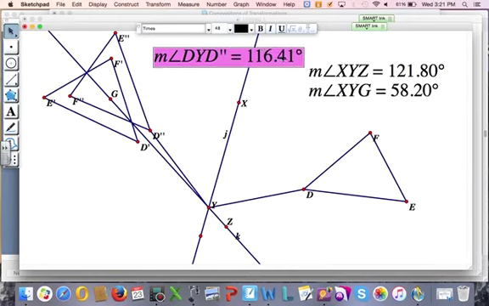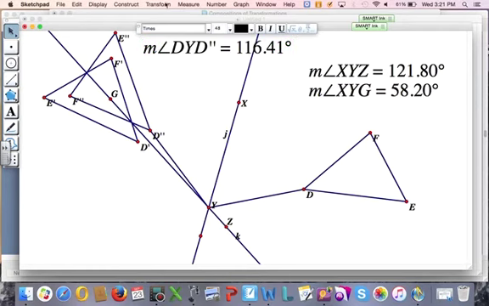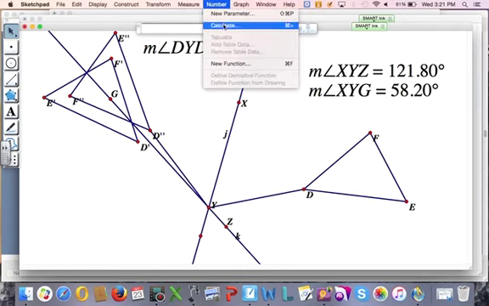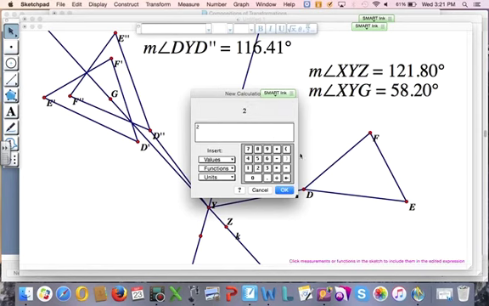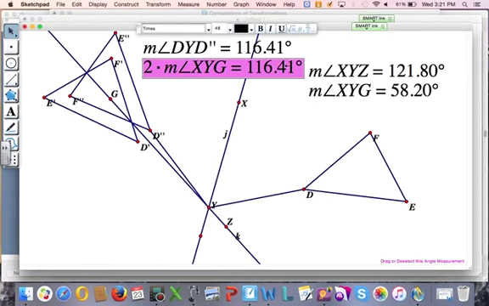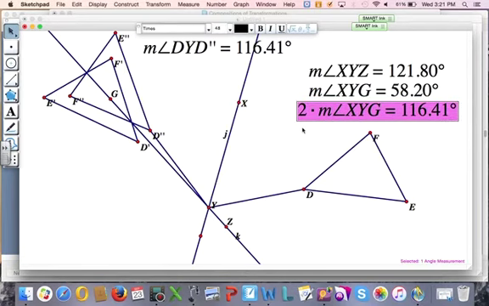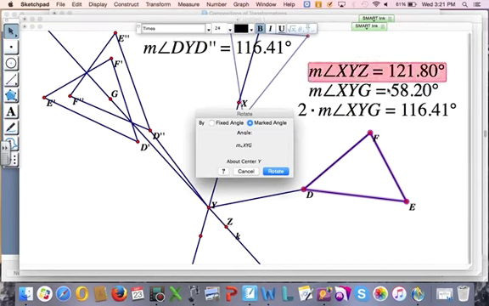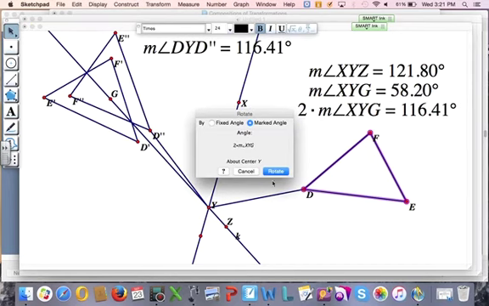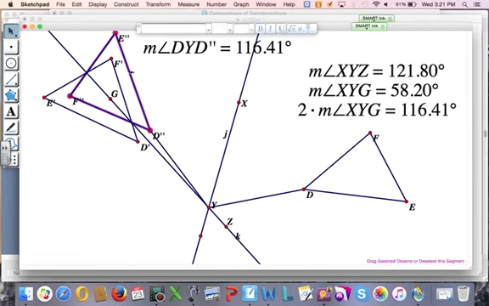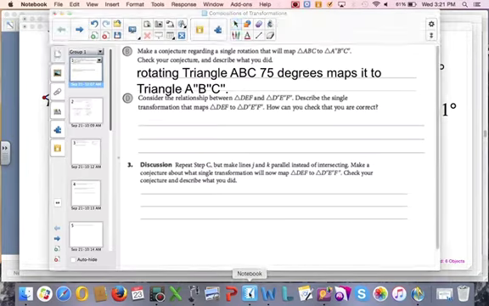Well, there's got to be some relationship between the angle formed by the intersecting lines and this angle of rotation. So I wonder if I use my calculator, I have a hunch that if I double this angle, well, hey, look at that. Okay, so now if I do the rotation on that angle, notice how it pops back up at this triangle. So that's my conjecture.